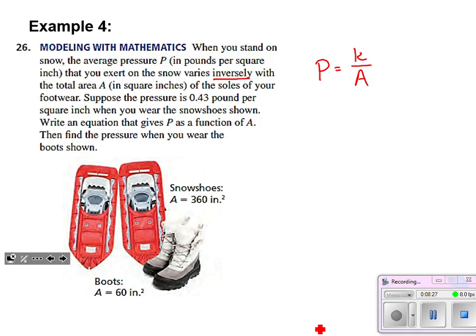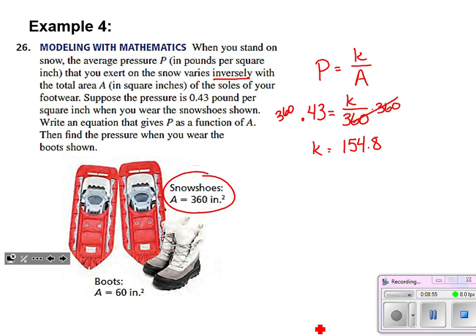Okay, so then they'll give us one complete piece of information. Suppose the pressure is 0.43 when you wear the snowshoes that are shown here. So that's some constant over an area of 360. And if we solve for k, we multiply both sides by 360. I find that k equals 154.8. Check my work on that one. Yes, 154.8.